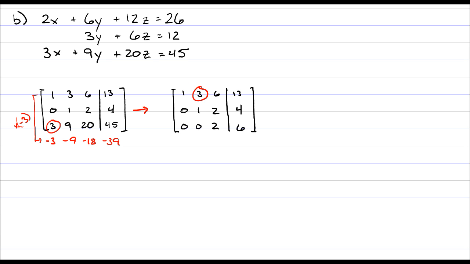So to do that, I need to use the 1 in the second row. And if I want to turn the 3 into a 0, what this means is I need to take the second row and multiply by minus 3. So that gives me 0, minus 3, minus 6, and minus 12. Then I take these entries and add them to the first row.